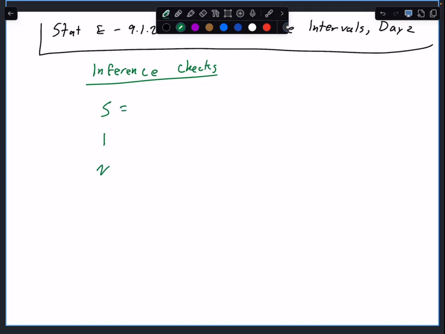S-I-N. The sample is random. N is less than 10% of the population. And I do want to say this. When I say 10% of the population, I mean a finite population. If there's a finite number of how big the population is, we need to be less than 10%. If the population goes on indefinitely, an infinite population, like tossing a coin, there is no end of tossing a coin. So the 10% condition is automatically going to be true. We can also say it's an infinite or independent population.